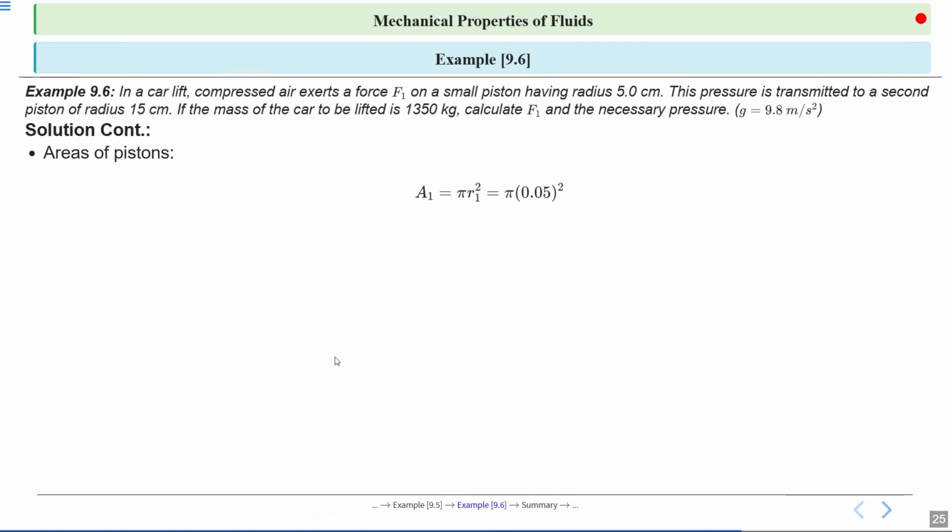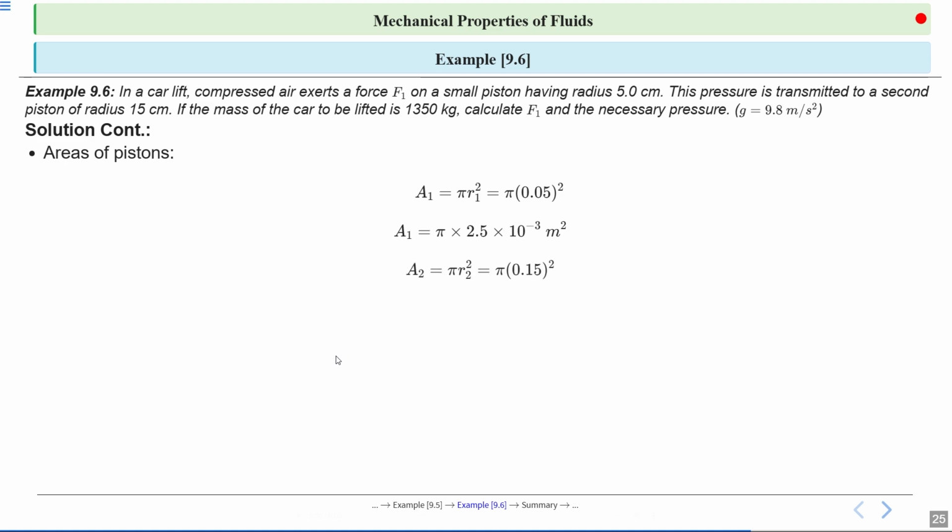Now let's start by calculating the area of the small piston. The formula for the area of a circle is A equal to pi r square. Here r is the radius of the small piston, which is 5.0 centimeter or 0.05 meters. So we have A1 equal to pi into r1 square. Just put the value of r1 and you will get A1 equal to pi into 0.05 whole square. So it will be pi into 2.5 into 10 raised to the power minus 3 meter square.